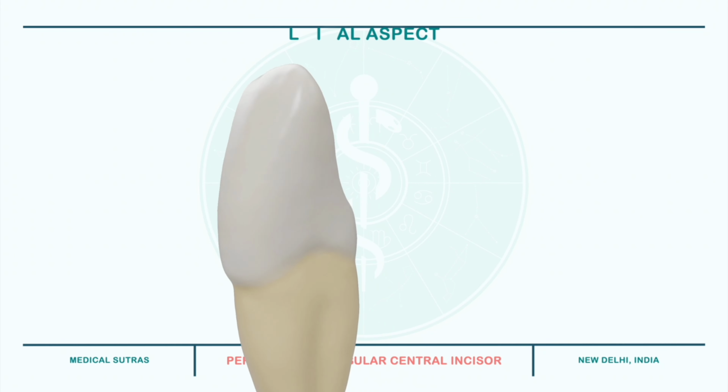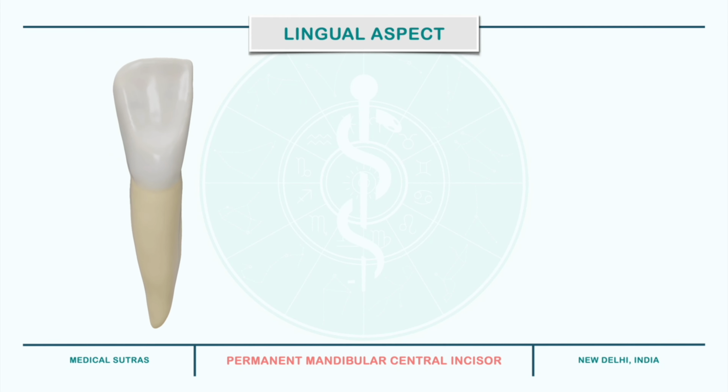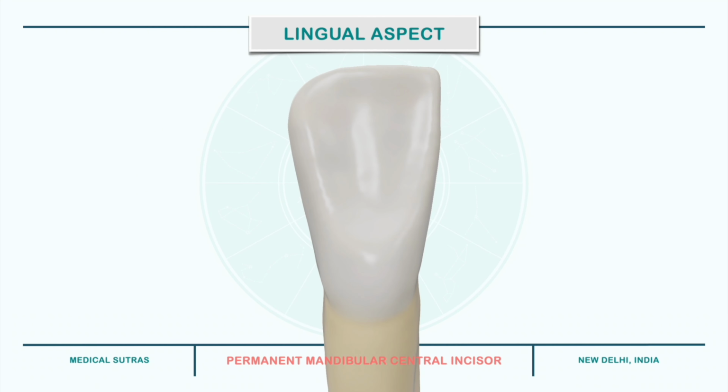Now coming to the lingual aspect. The lingual surface is smooth but narrower as compared to the labial surface since the crown converges in a lingual direction. The outlines of the crown are similar to that seen from the labial aspect. The incisal outline is straight. The mesial and distal outlines are straight in the incisal third and taper towards the cervix, and the cervical outline is convex towards the apex.